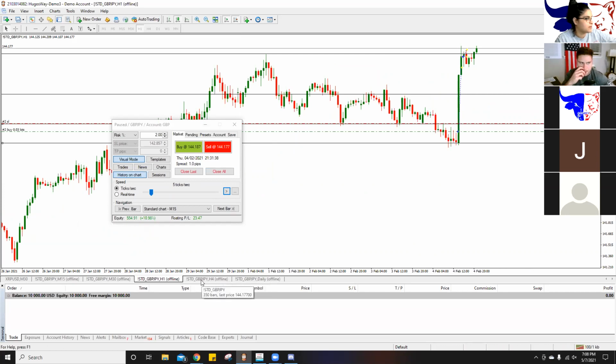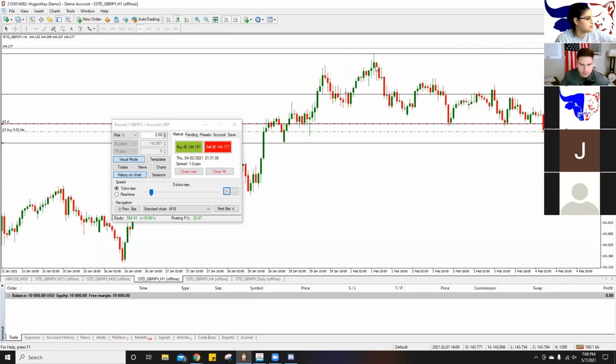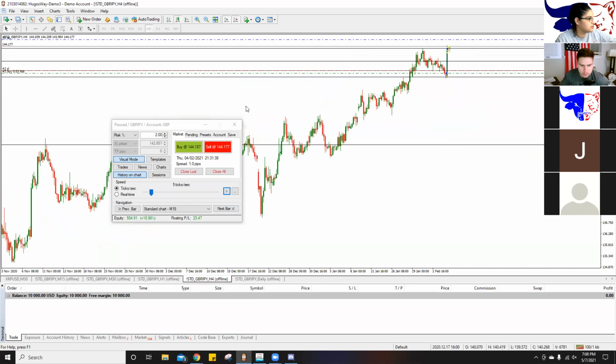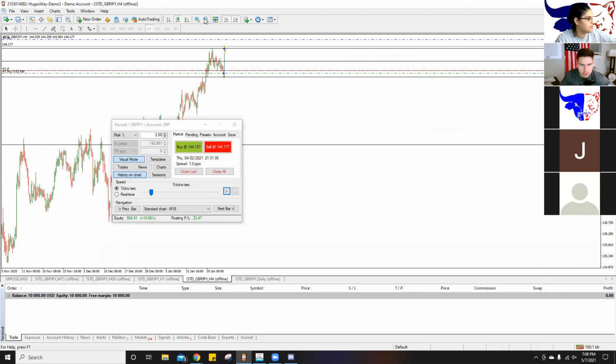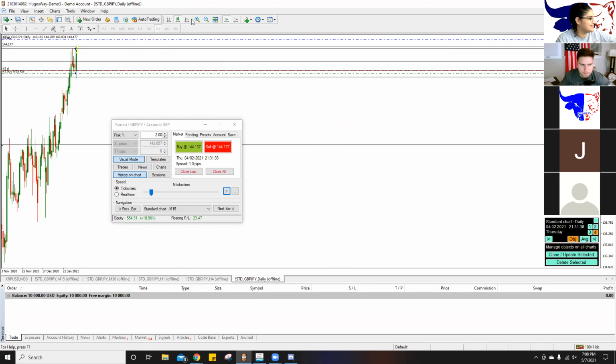So do you know if we can go back that far? Do we have enough data? No, it doesn't give it to me. Okay. I could zoom out though. If you go to the daily, maybe you get it. Not even on the daily.